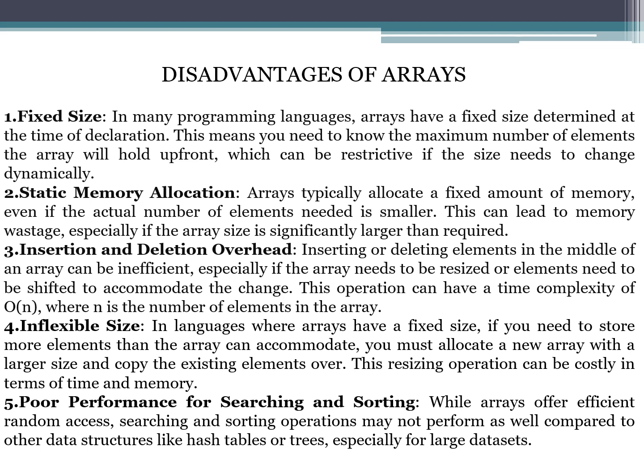Next is the inflexible size. As we know that arrays have fixed sizes, if you need to store more elements than the array can accommodate, you must allocate a new array with a larger size, copying the existing elements over. This resizing operation can be costly in terms of time and memory. Last is the poor performance for searching and sorting. While arrays offer efficient random access, searching and sorting operations may not perform as well compared to other data structures like hash tables or trees, especially for large data sets.